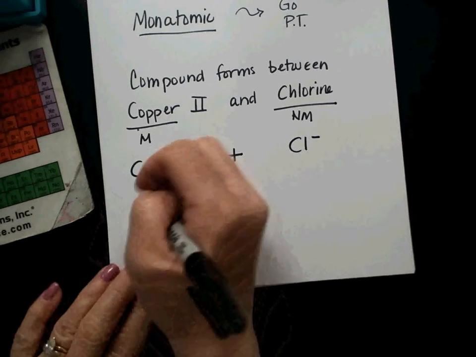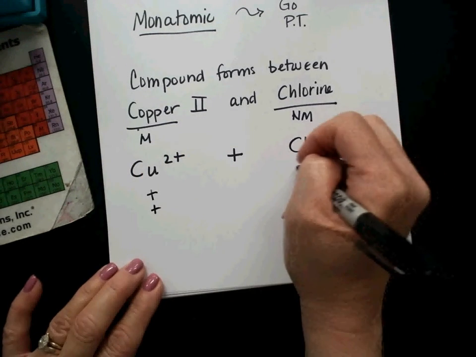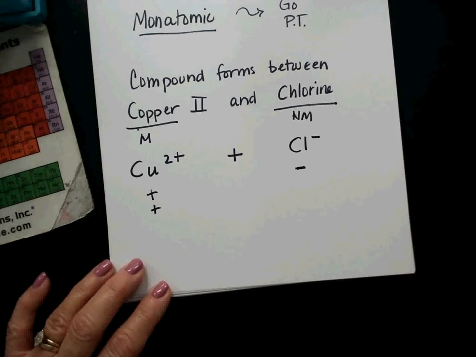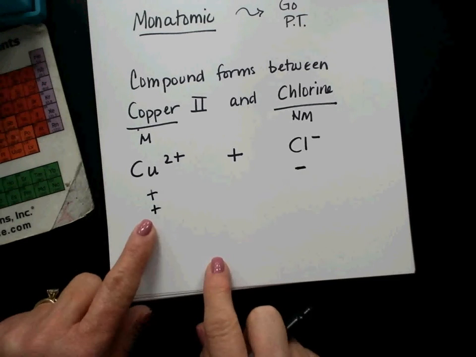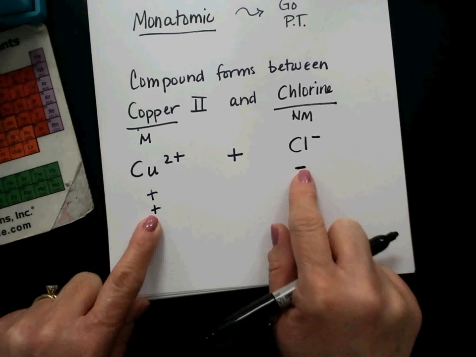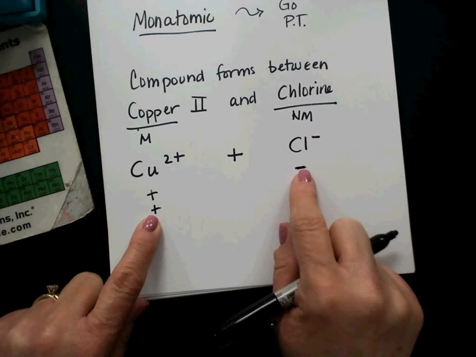Now, when I figure this out, I can do it 3 different ways. One way, if you're a visual person, draw out your charges. And then look at your charges. I have 2 plus over here and only 1 minus. Is that going to cancel out and be neutral? No. So then I would say to myself, what is the least common multiple between 1 and 2? 2.